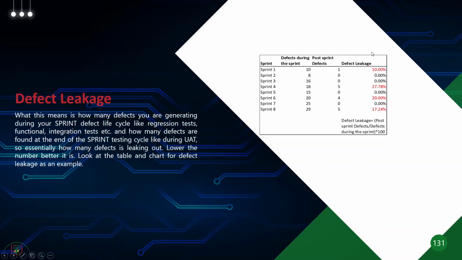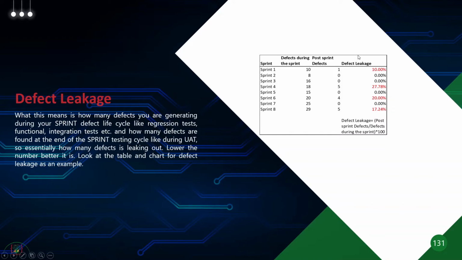You can also calculate your defect leakage percentage. For example, in sprint 1, it's 10%. It's post-sprint defects divided by the defects you found during the sprint, and you take a percentage of that. You can see here in sprint 4, you have 27, let me round it up, close to 28% defect leakage. Sprint 6, 20%. And sprint 8, about 17% leakage.